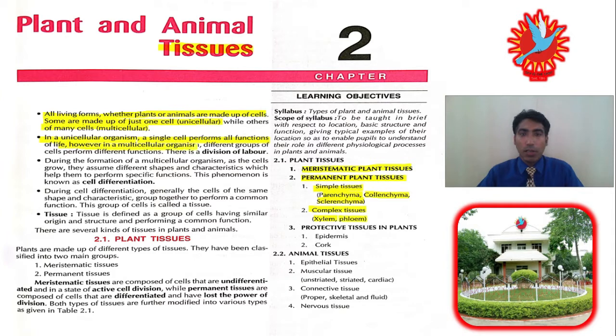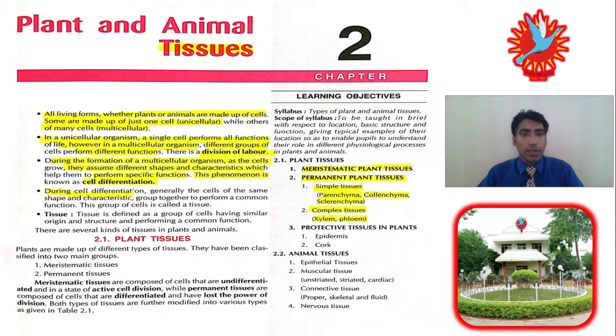However, in a multicellular organism, different groups of cells perform different functions, and this phenomenon is known as division of labor. During the formation of multicellular organisms, as the cells grow, they assume different shapes and characteristics which help them to perform a specific function. This phenomenon is called cell differentiation. We will discuss the term cell differentiation in detail, because this term is much more related with this chapter.